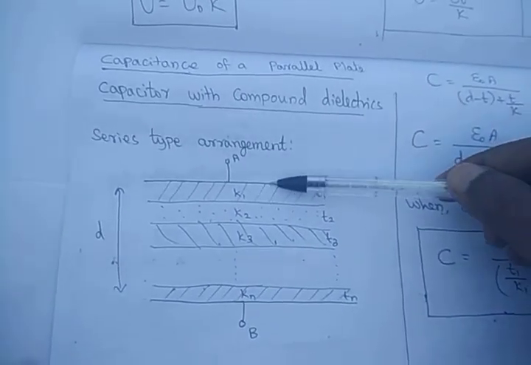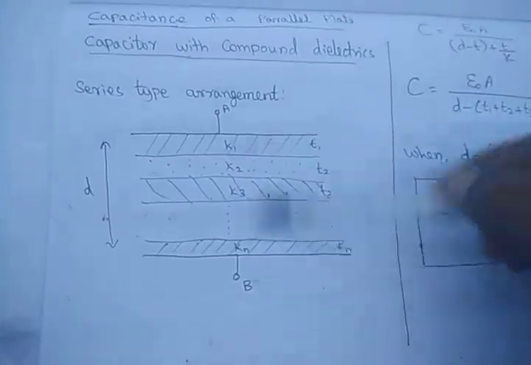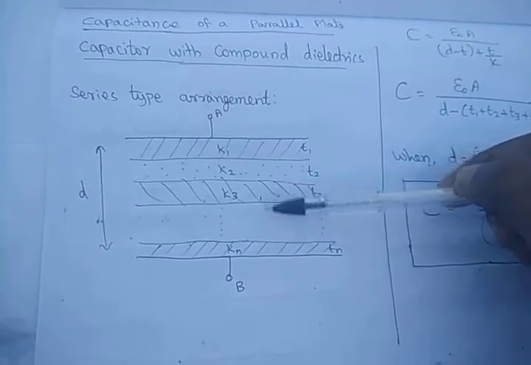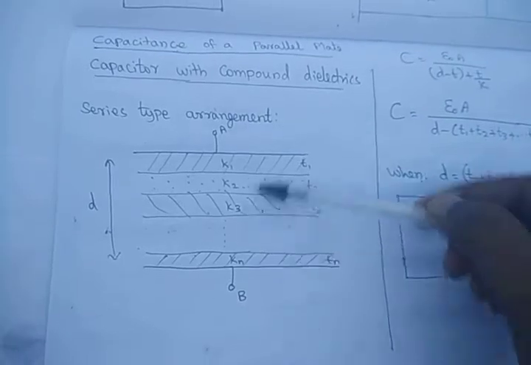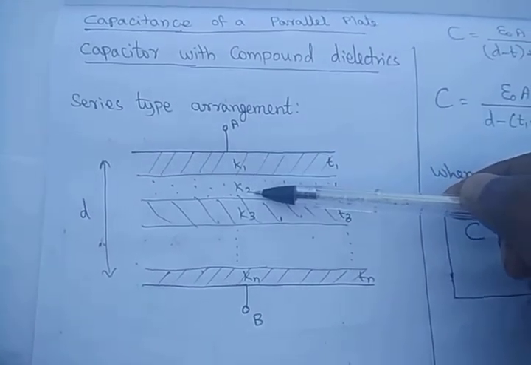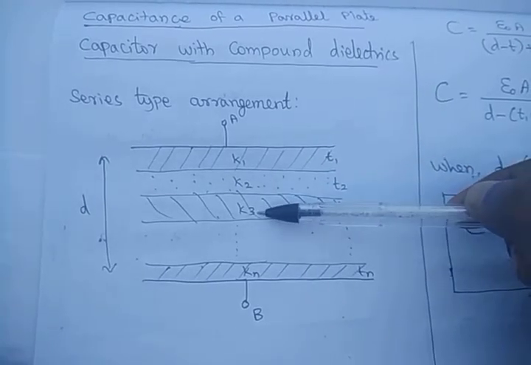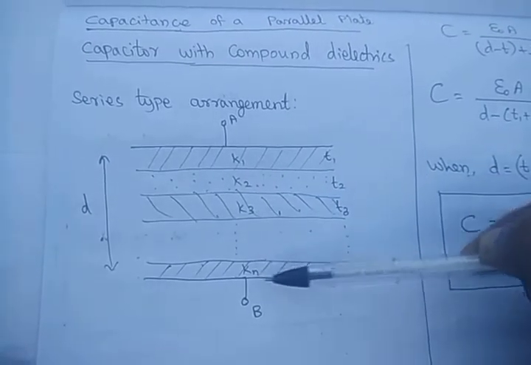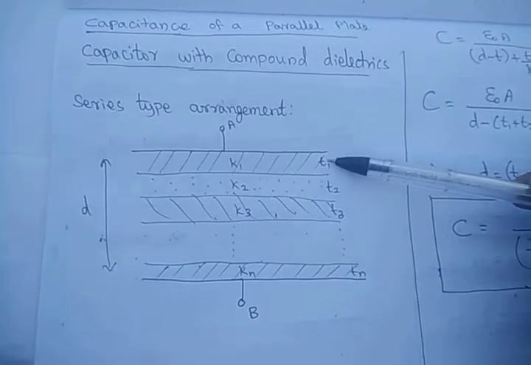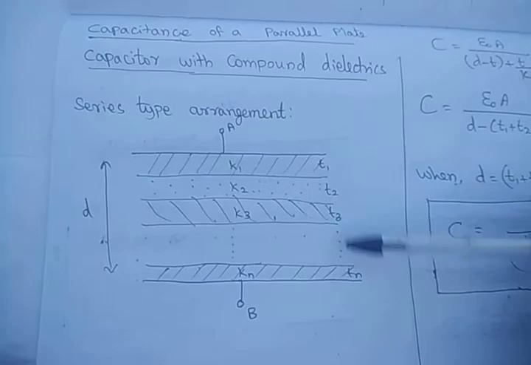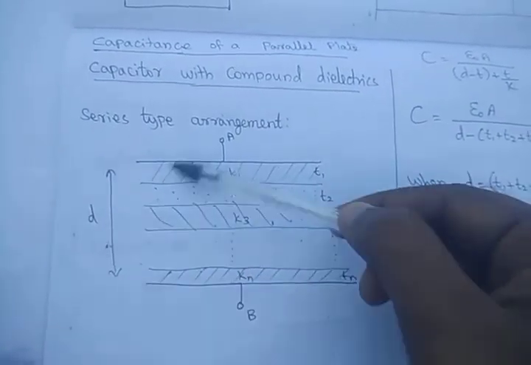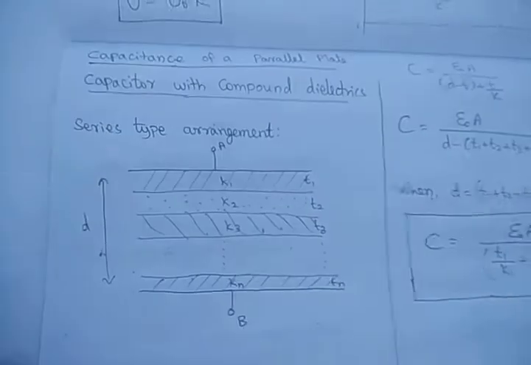So this is the upper plate, this is the lower plate of the capacitor, top plate and bottom plate. In between, the dielectric slabs are connected in series arrangement. K1 is the dielectric constant of the first slab, K2 is the second slab's dielectric constant, and K3 is the third slab's dielectric constant, and so on. For the nth slab, it is Kn. Similarly, the thickness of the first dielectric slab is t1, and t2, t3, and tn, and so on. The distance between the two parallel plates is d.